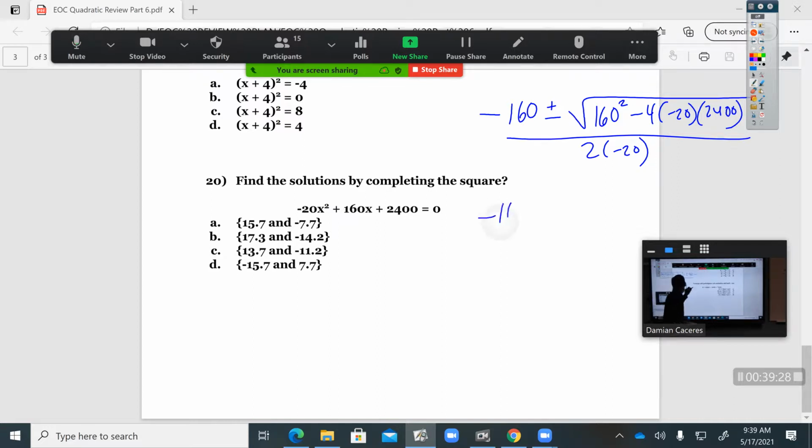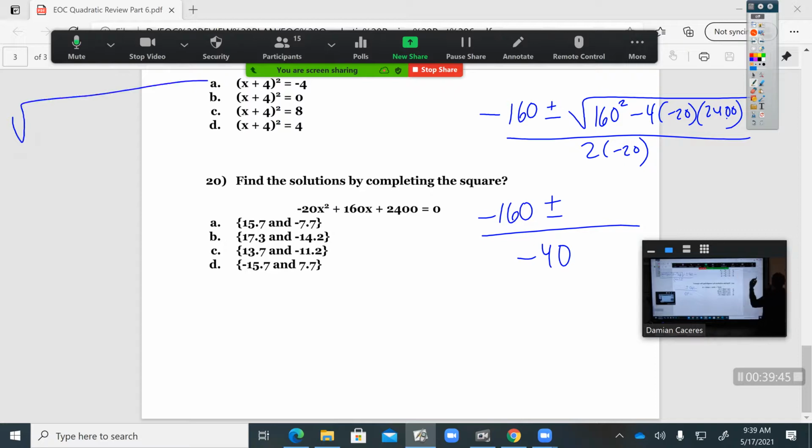Let's solve it. The left side is still negative 160. The bottom part is negative 40. That's not going to change. What we solve in the quadratic formula is what's in the radical. So 160 to the second power, I'm going to put it off to the side, is 25,600. Negative 4 times negative 20 is positive 80, and positive 80 times 2,400 equals 192,000.